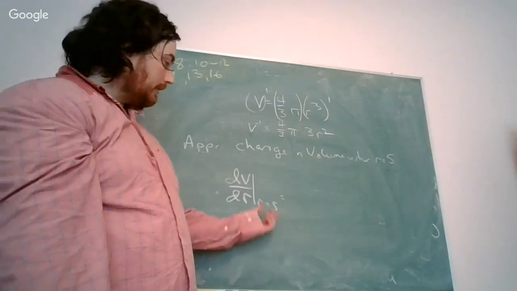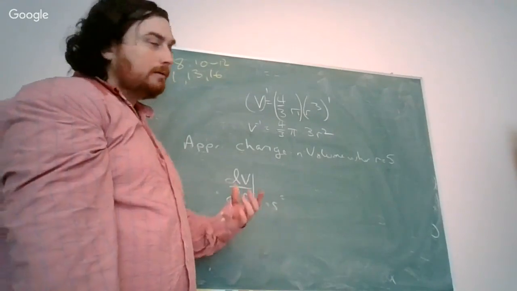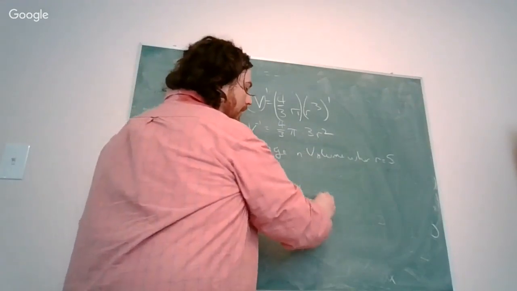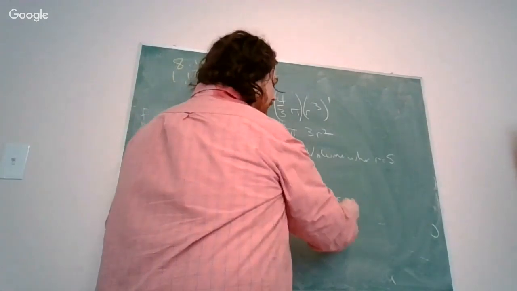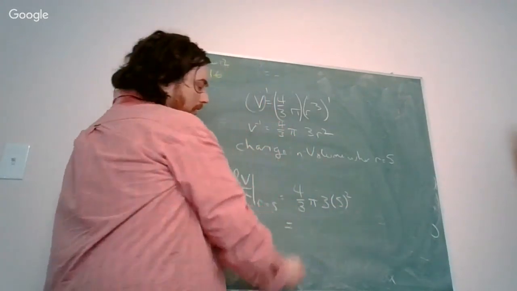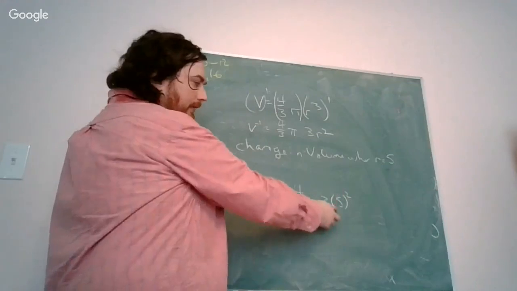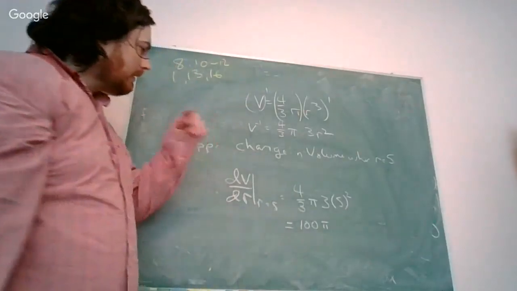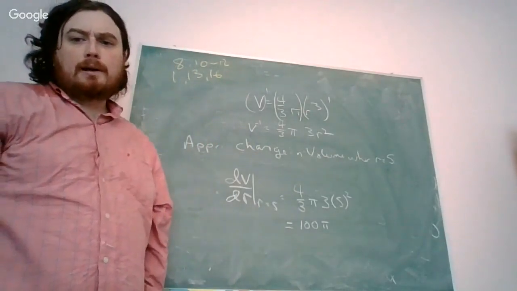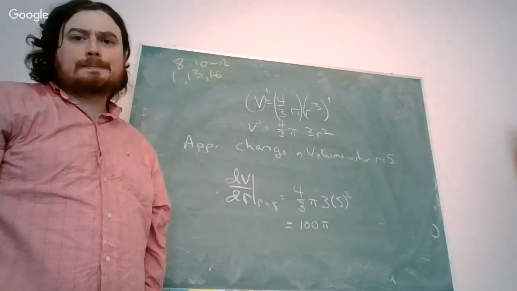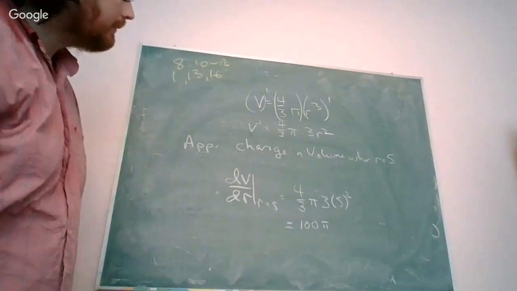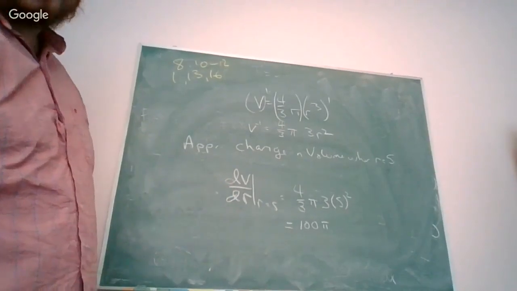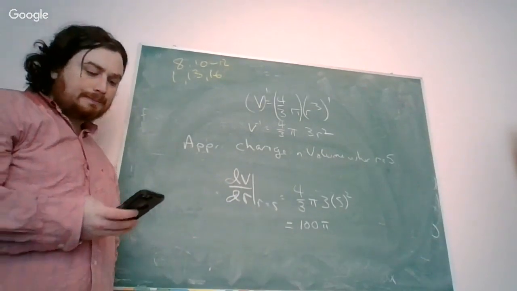Now the last thing they want us to do is realize that we're trying to find it when r is 5. So we plug in r equals 5, and we get 4/3 pi times 3 times 5 squared. And if I do this correctly, the 3's cancel. 4 times 25 is 100 pi. So dV/dr is 100 pi. And that's what I want you guys to get from that problem: just realize that when they're asking for the change in volume with respect to r, it is dV/dr. So find dV/dr when r is 5.